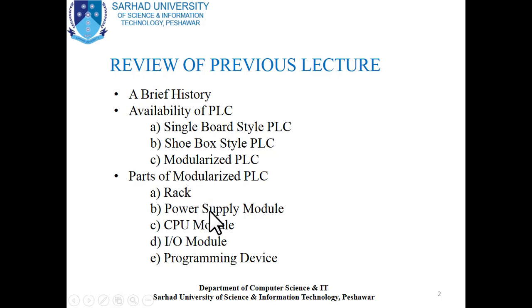Power supply, CPU module, input-output module, and programming device. CPU means Central Processing Unit module. I/O module means Input-Output module. So these are the modules: power supply module, CPU module, I/O module, and programming device. These are the major parts of modularized PLC, and modularized PLC can be plugged into a rack.